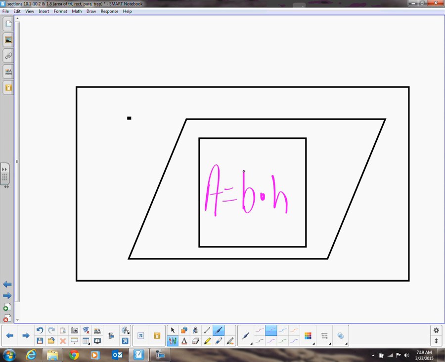All right. So if you have your foldable out from your parallelograms, okay, on your parallelogram flap, what are you going to write? Area equals base times height. On the rectangle flap, what are you going to write? Area equals base times height. On your square flap, what are you going to write? Area equals base times height. And I suppose that's true for a rhombus also, but a rhombus has another way that you can do it.